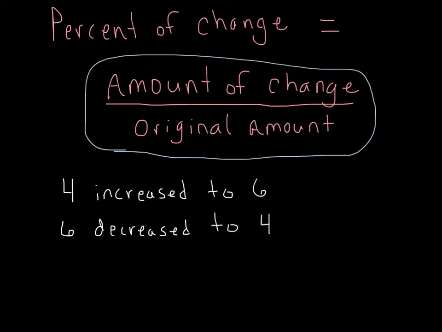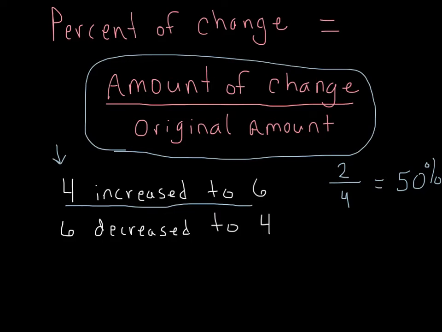So starting out with two examples with easy numbers, if we looked at 4 increased to 6, to follow this little format up here, we would find the amount of change, the difference from 4 to 6 is 2, and then we would divide that by the original amount. Well, the original amount was 4, right? And 2 divided by 4, we know that's 1/2 or 0.5, which is 50%. So this makes a lot of sense. 4 increased 50% of itself to get to 6.